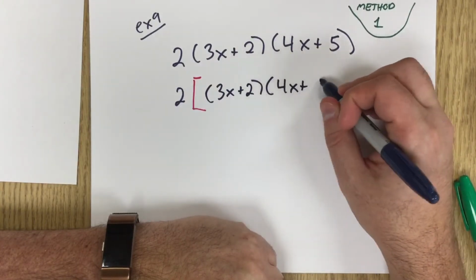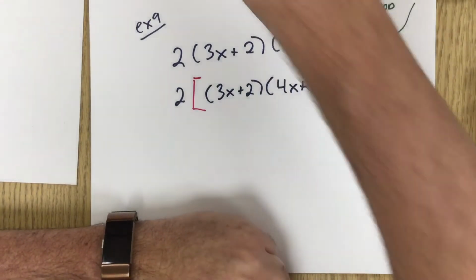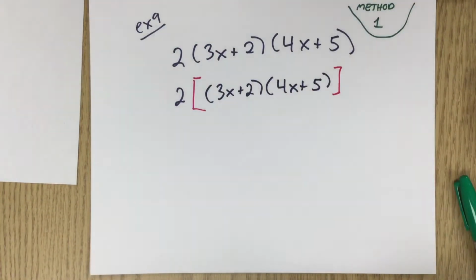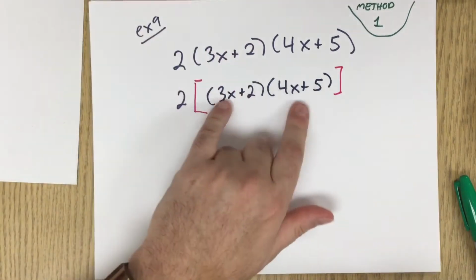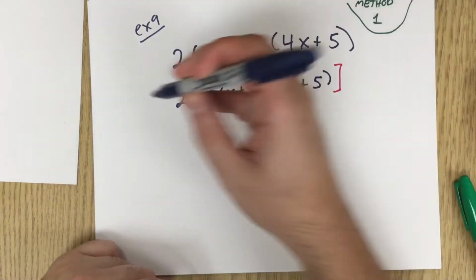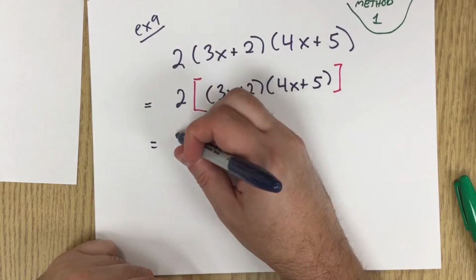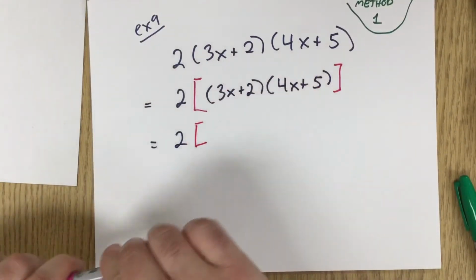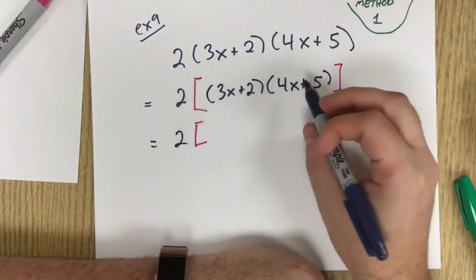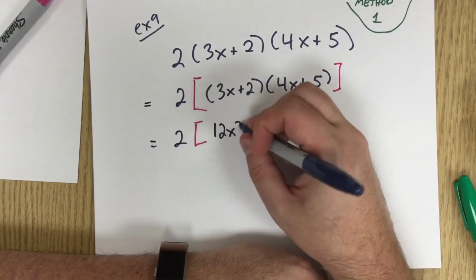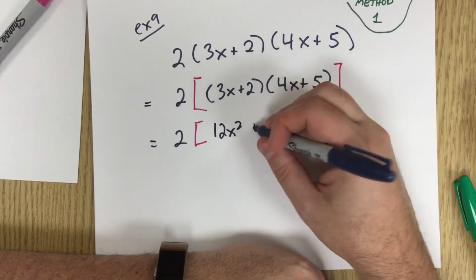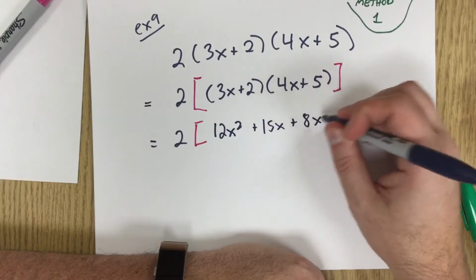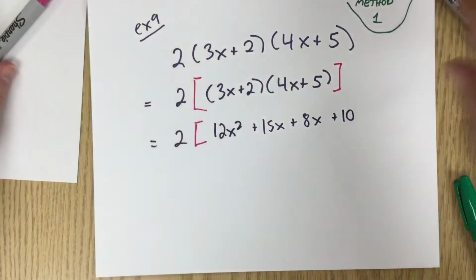And 4x plus 5. So I haven't really done anything. I've just said I'm going to multiply the last 2 terms first. Then I'm going to actually do it. And so I get 3 times 4 is 12x squared. 3 times 5 is 15x. 2 times 4, 8. 2 times 5 is 10.